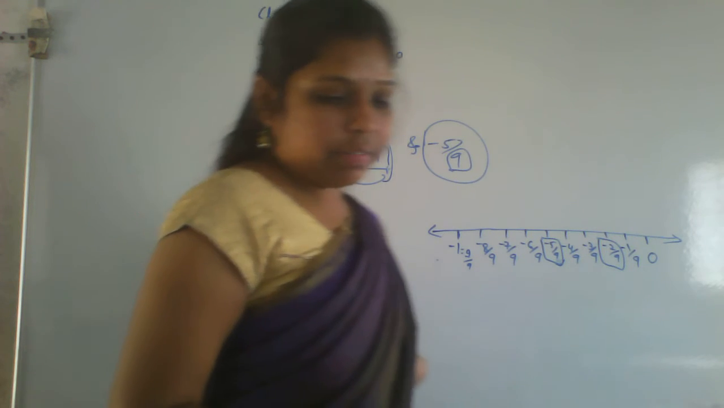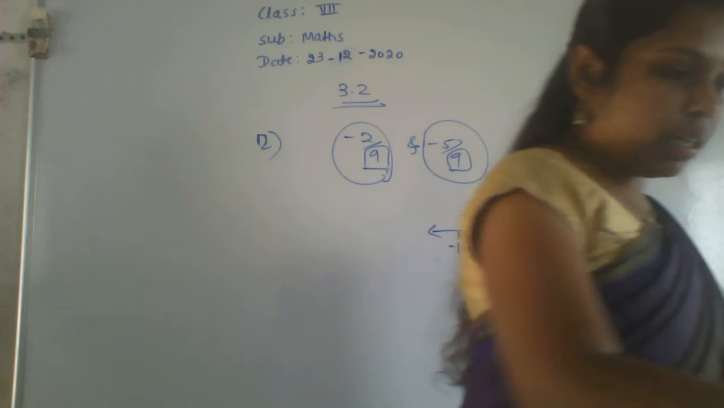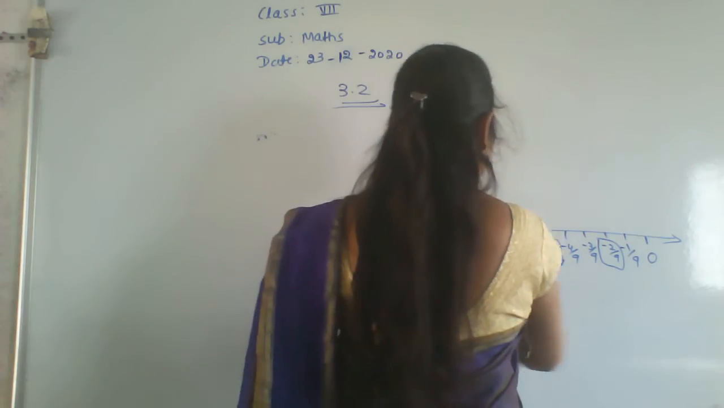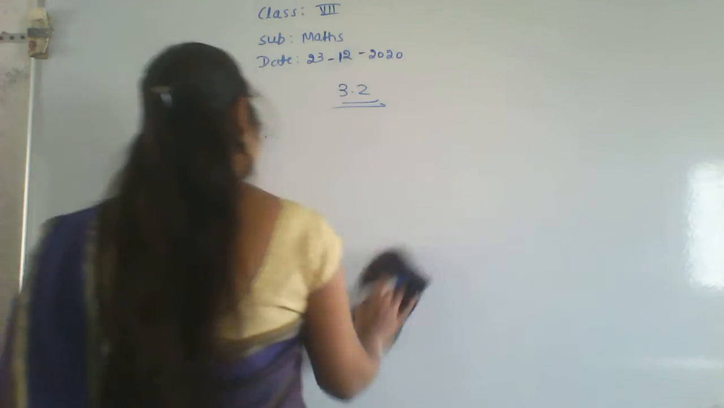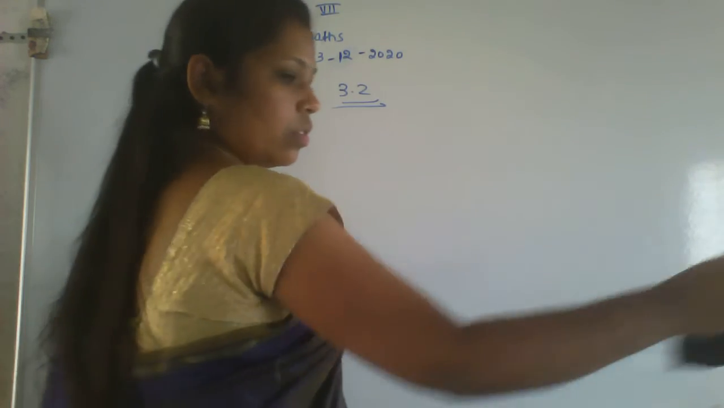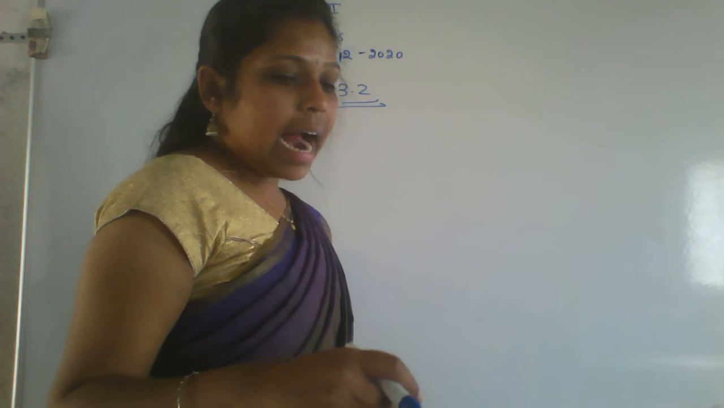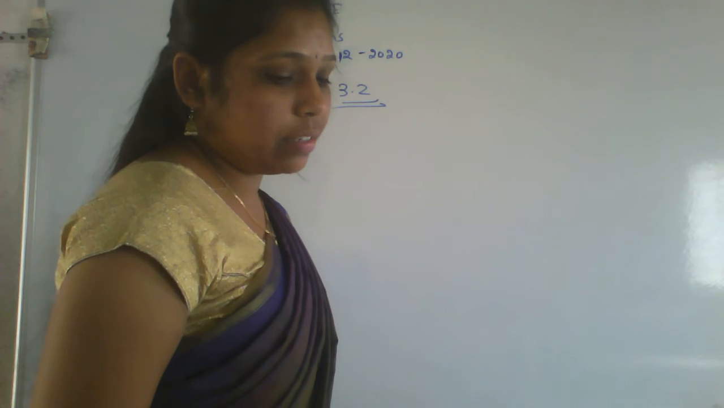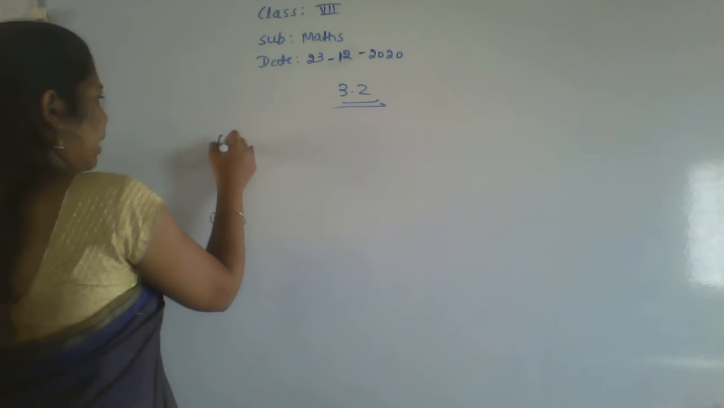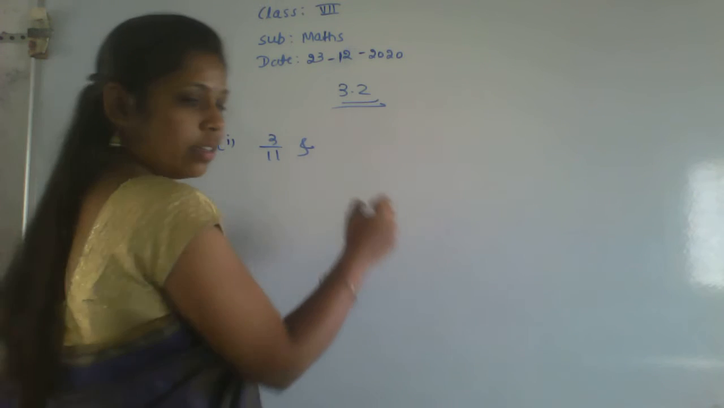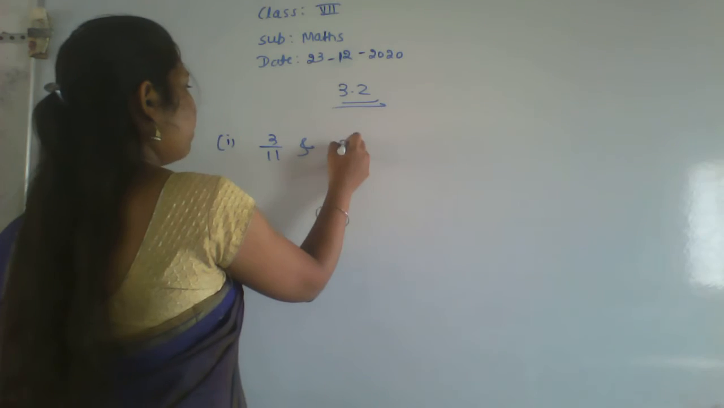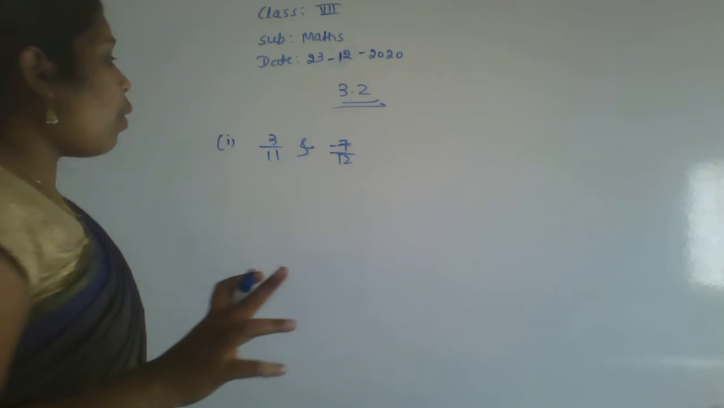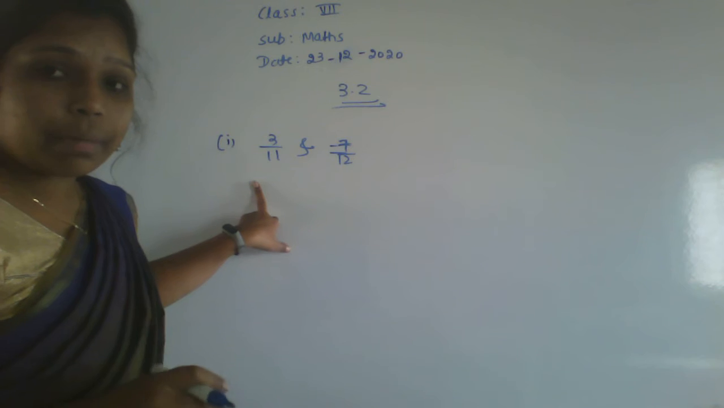Okay. Next one. Go for the third main. What is the third main? Identify the greater rational number from the following pairs. Which one is the greater? You have to find. 3 by 11 and minus 7 by 12. If one of them contains a minus sign, then always remember the positive rational number is always greater.